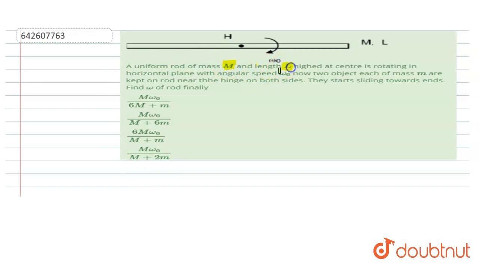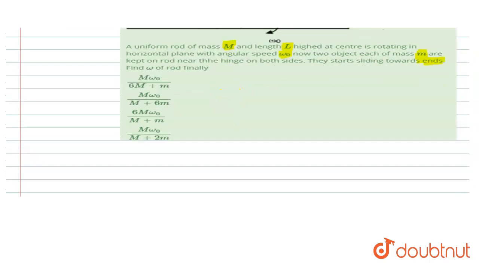Hello, the problem states that a uniform rod of mass m and length L hinged at the center is rotating in a horizontal plane with angular speed omega naught. Now two objects each of mass m are kept on the rod near the hinge on both the sides. Now they start sliding towards the ends. We have to find the omega of the rod finally. So let's understand the concept.